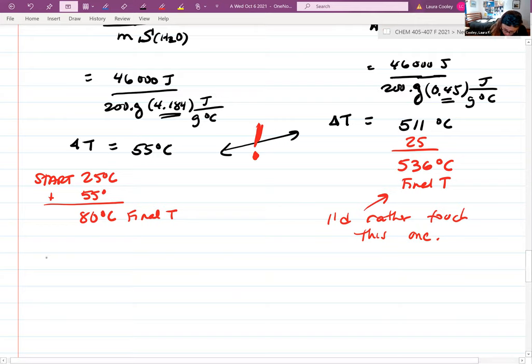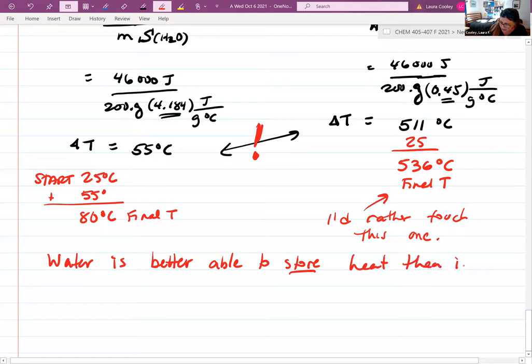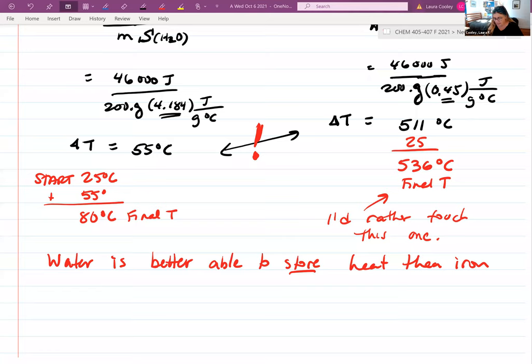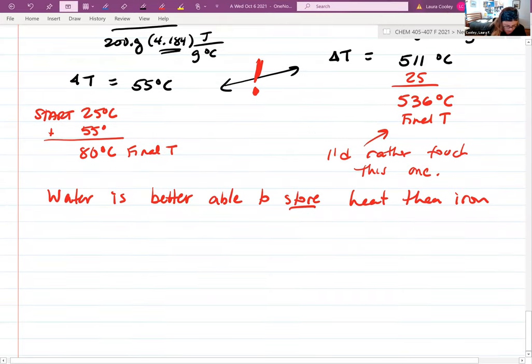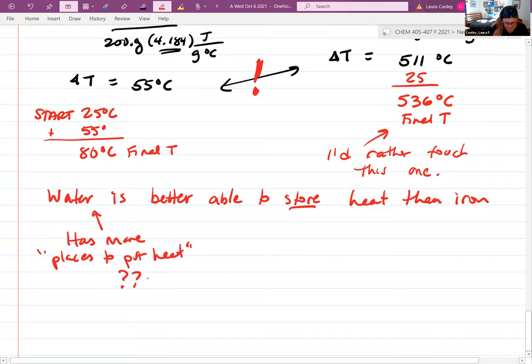So this is because water is better able to store heat than iron. Yeah, water can store heat a lot better than iron. Why is that true? Water has more places to put heat. What does that even mean, right?